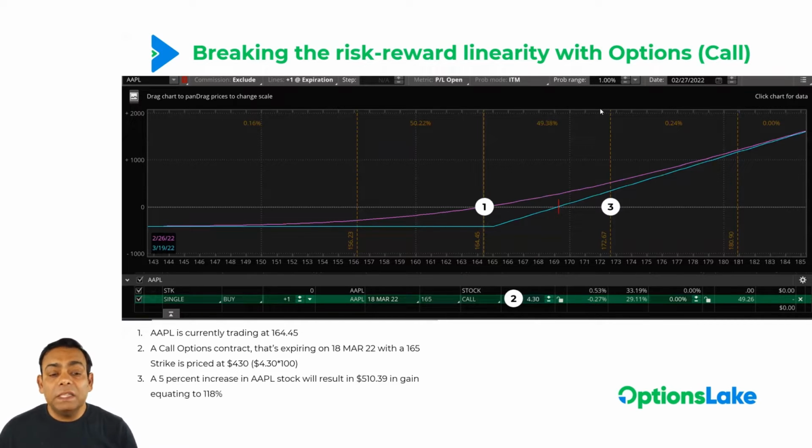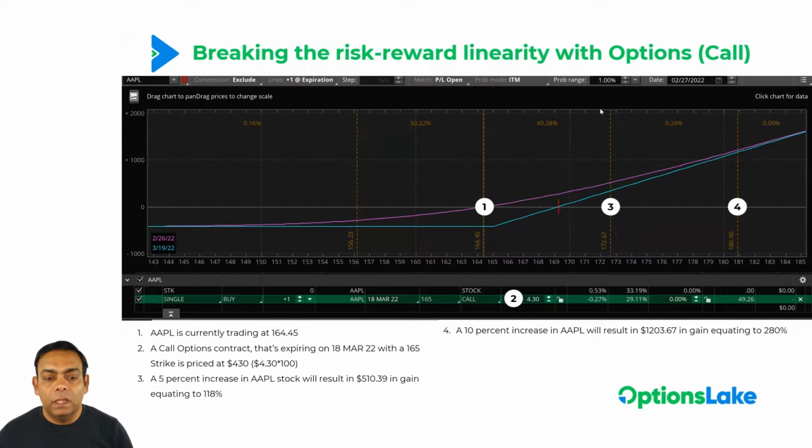A 5% increase in Apple stock, based on this call option risk reward profile, will result in $510 in gain, equating to 118%. So, think about it for a moment and pay attention, right? Just a 5% increase in stock would result in 118% in gain. And that's what we really mean by breaking the risk reward linearity. Had any one of you been trading Apple stock, a 5% increase would lead to only 5% in gains, right? So that's the big difference.